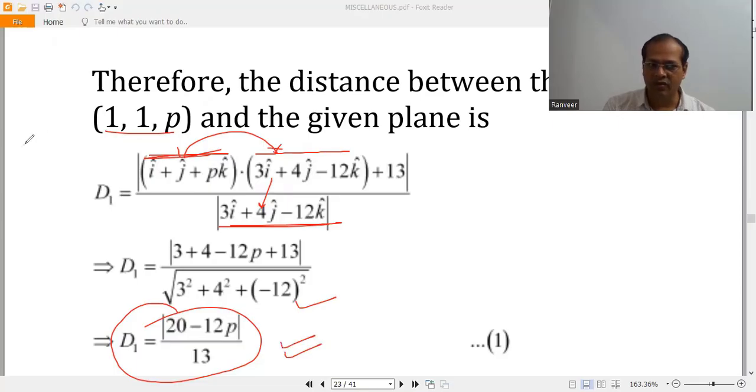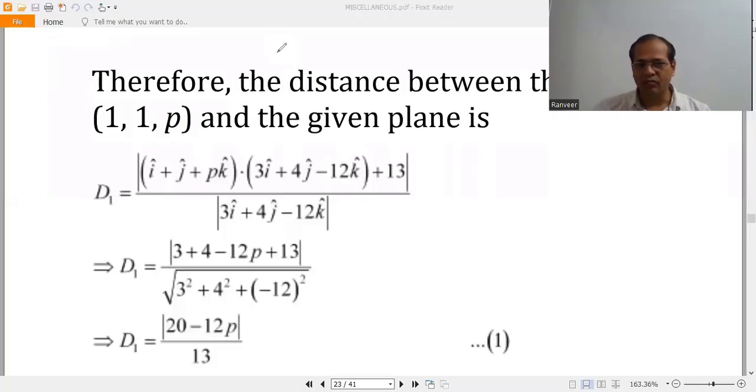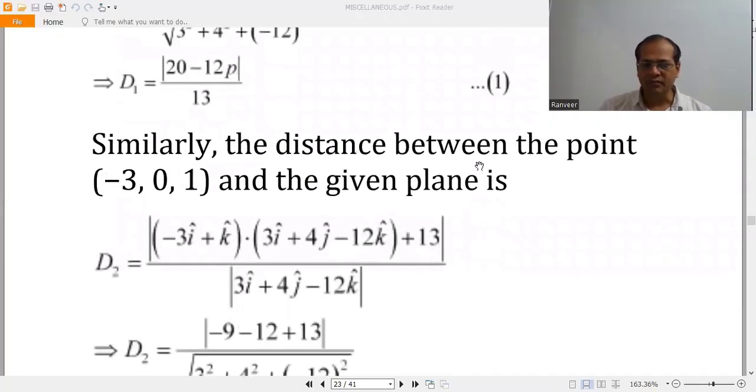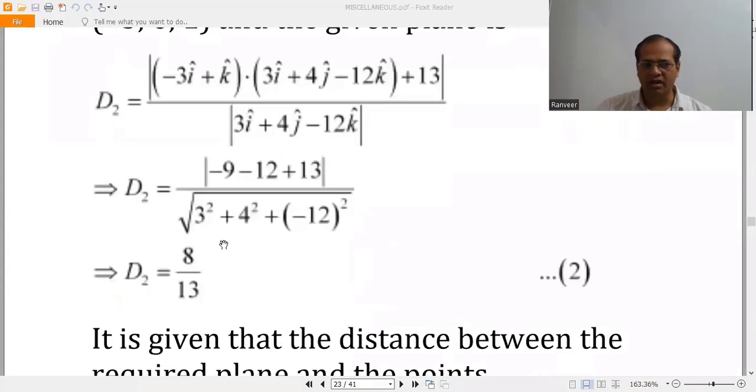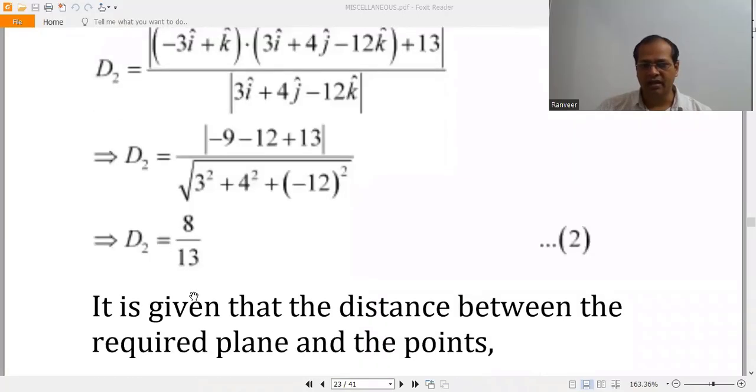This is the first distance, for this point. Similarly, for the other point, (minus 3, 0, 1), this is also the same: minus 3i plus k, and this is the normal, plus 13, divided by the modulus value. So the d2 value is minus 9, and we just have to find the dot product. We got the dot product, and d2 equals 8 by 30.